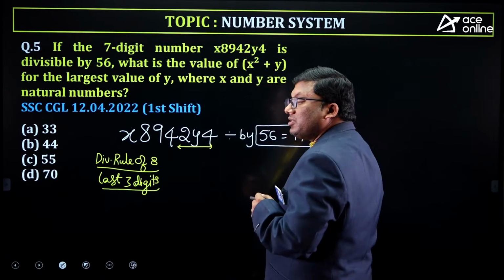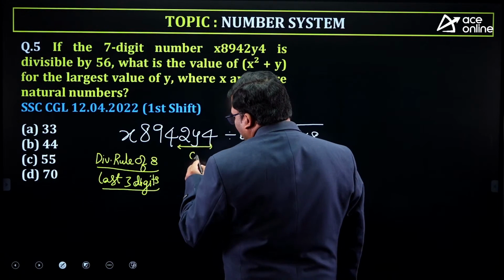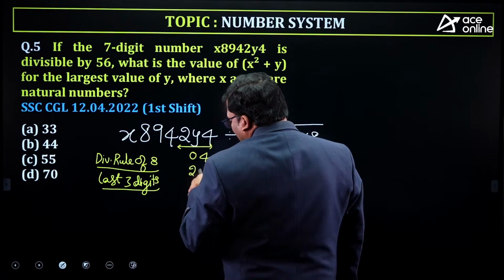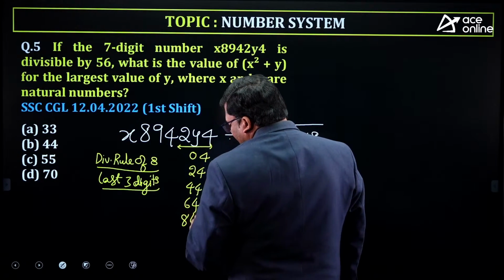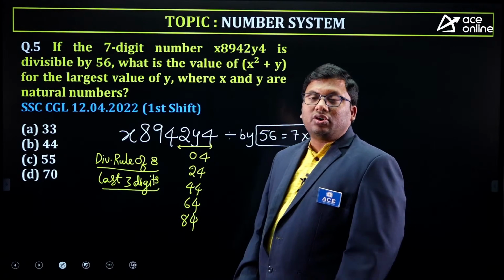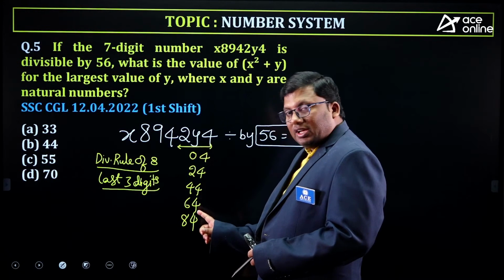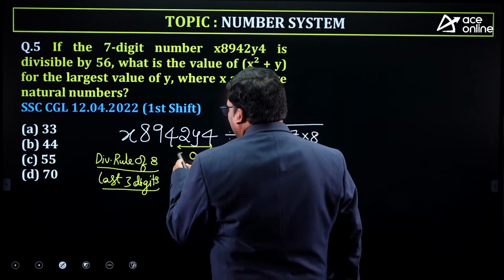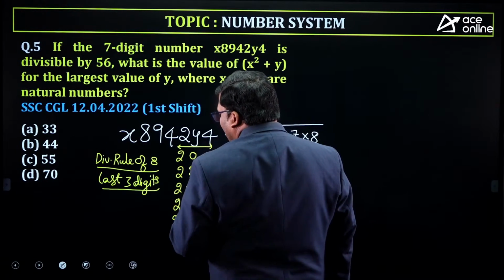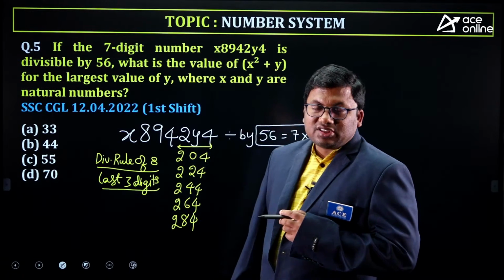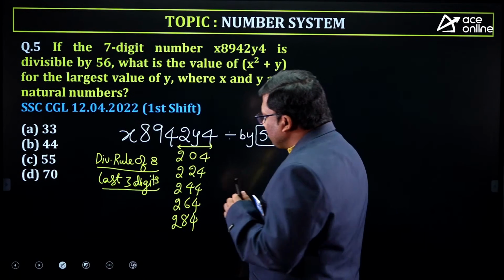For a number to be divisible by 8, first it should be divisible by 4. So divisible by 4 means, what are all the cases? 04, 24, 44, 64, 84. These numbers will make the last two digits divisible by 4. Anyway, tens place is given, 2. So these are all the possibilities of Y such that the last three digits will be divisible by 8.